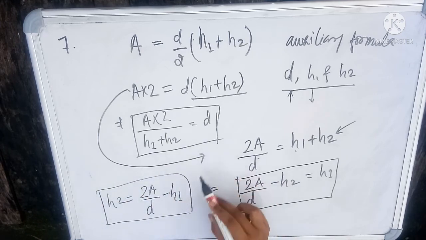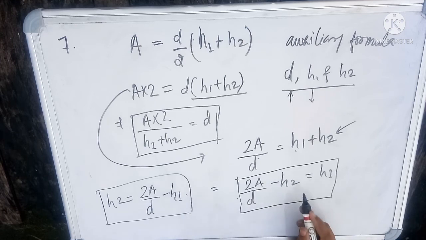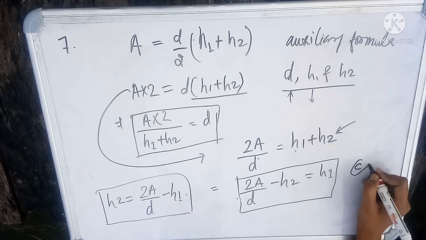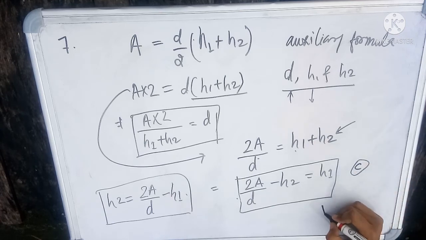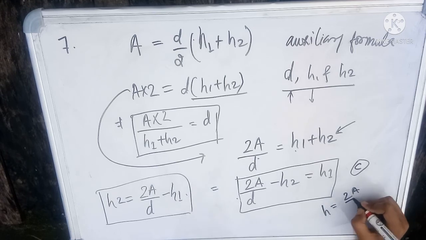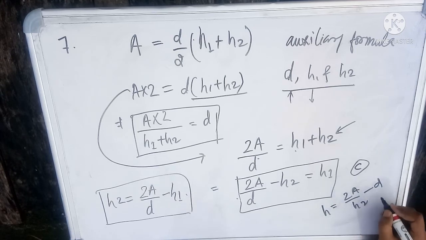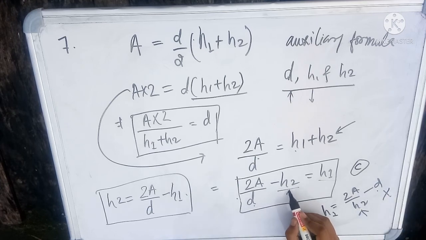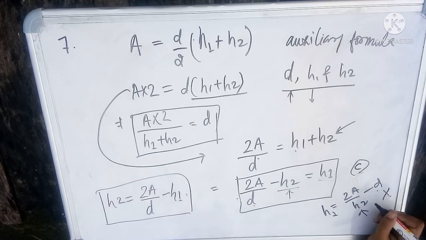So we have got all three auxiliary formulas, and now we will check the options one by one to see which one is correct. According to the options given in the question, the formula for h1 is wrong, which is option C, and it says that h1 is equal to 2 multiplied by a divided by h2 minus d, which is not correct. You can see here for h1 we have 2 multiplied by a divided by d, not h2, and in place of d we have h2 here. So we can say that option C is the correct option for this question.